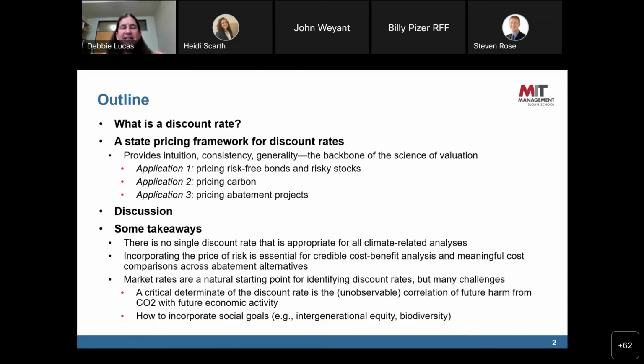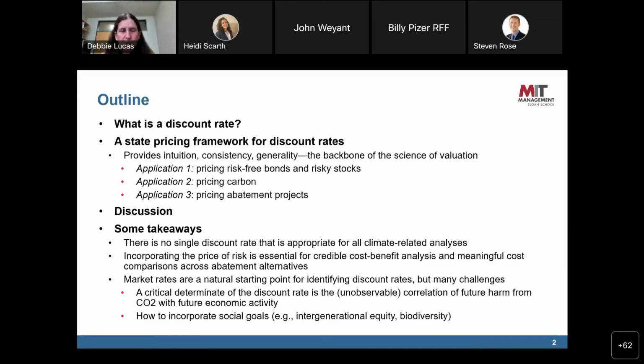In terms of consistency, what I want to show you is that it gives us a way to think about risk-free rates and discount rates for stocks and pricing carbon and pricing abatement projects all in a very consistent sort of way. So just to mention some of the takeaways at the beginning, in case I run out of time, I think it's very important that we shouldn't expect there to be a single discount rate that's appropriate for all climate-related analyses. In fact, what I think we need is a single, consistent, conceptual framework. And I feel like that's what we're, in a sense, debating today.